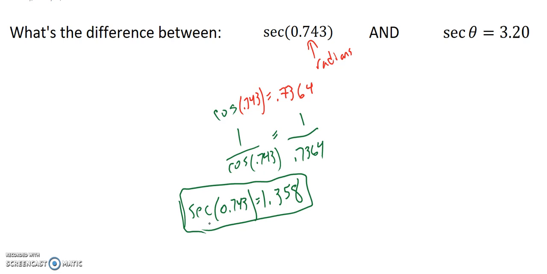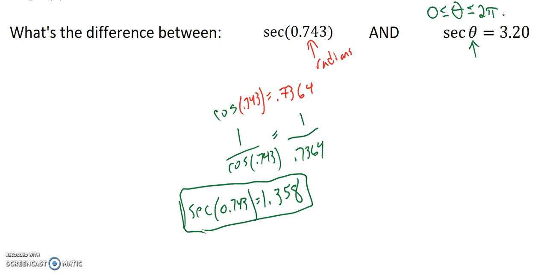Now, this other example, I'm solving an equation. Secant of what angle, or angles, is equal to 3.20? Again, let's do this in radians, and I want to give all possible answers between 0 and 2 pi. So this time I'm trying to find the angles that have this outcome for secant. Again, I need to deal with reciprocals.